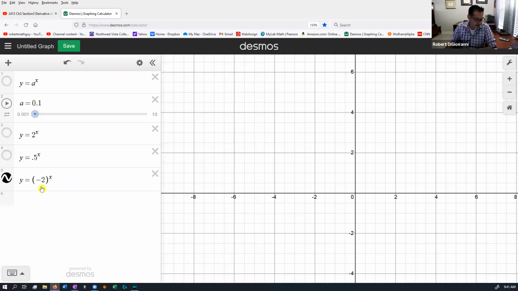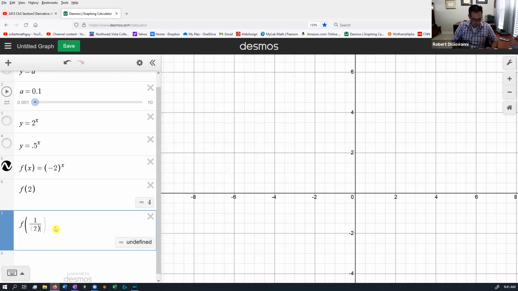I am a little bit surprised that it's not trying to graph it though. Let me try. Yeah, this is not working. See, if I define f of x to be this and then ask it to plug in 2, it tells me the answer is 4. But it didn't graph it, which is really strange. But if I try and plug in f of, let's say, 1/2, it says it's undefined. And that's true because this really means the square root of a negative number. You can't do it.